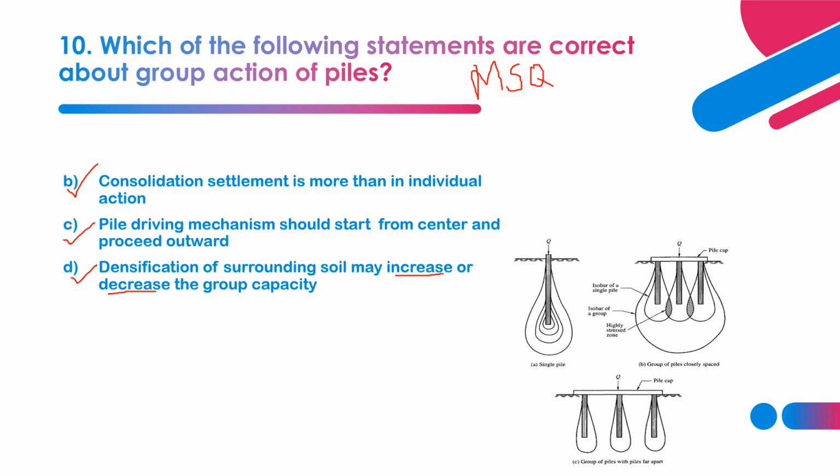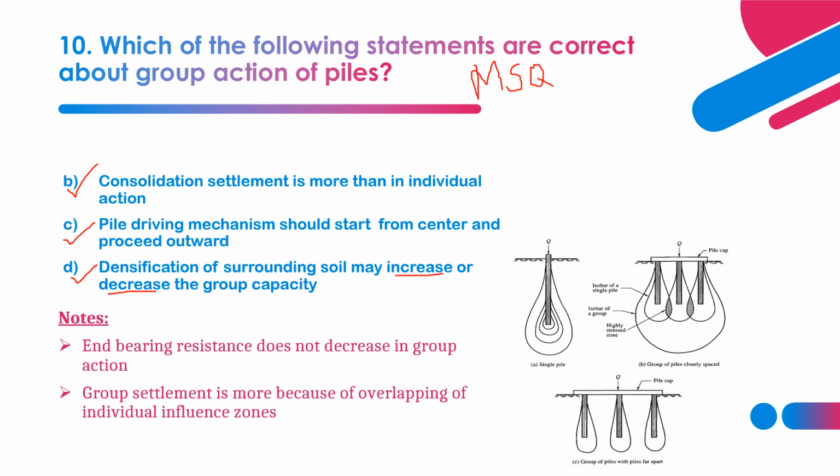Now let's see the more important points regarding this. End bearing resistance does not decrease in group action. In the first option A, they have given end bearing resistance decreases in group action. But it is not like that. It does not decrease. It always increases. End bearing resistance increases in group action. Group settlement is more because of overlapping. So why option B? Because of overlapping of individual influence zones, group settlement is more. So this is all about the group action of piles.